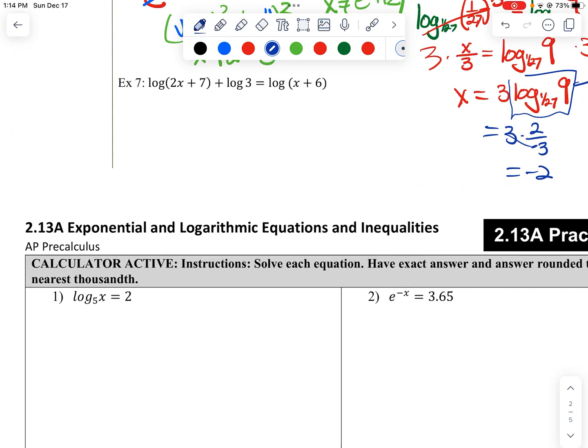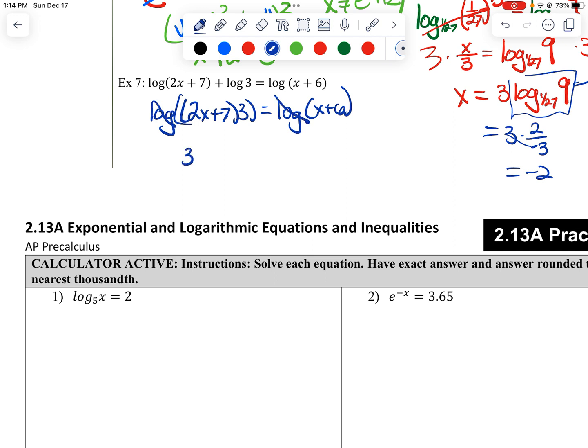All right, in this last one, well, let's see. They're all logs. And remember, there's no base, so it's base 10. So we need to combine these. Okay, well, adding goes back to multiplying. So log of 2x plus 7 times 3 equals log of x plus 6.